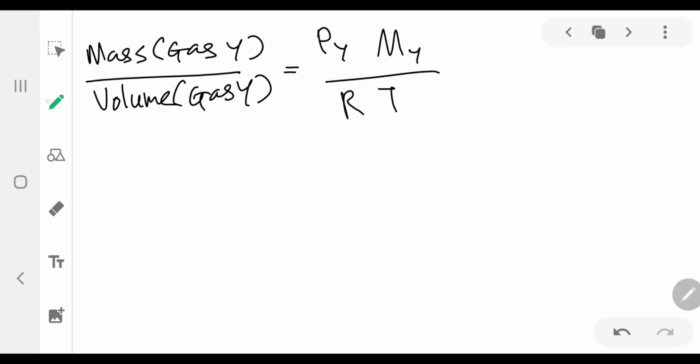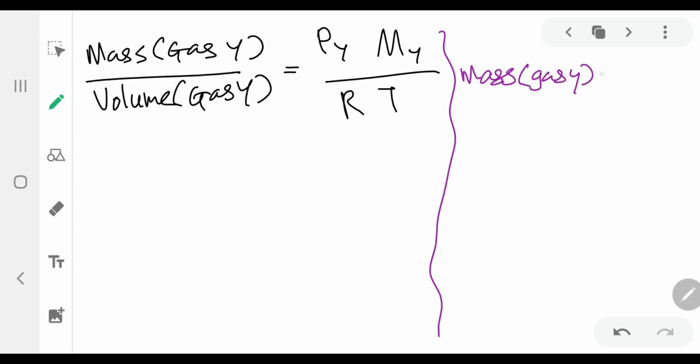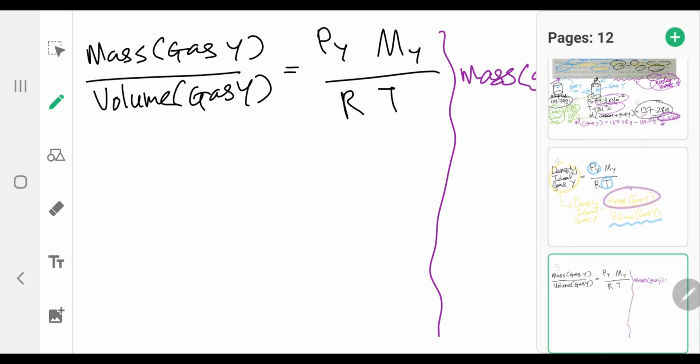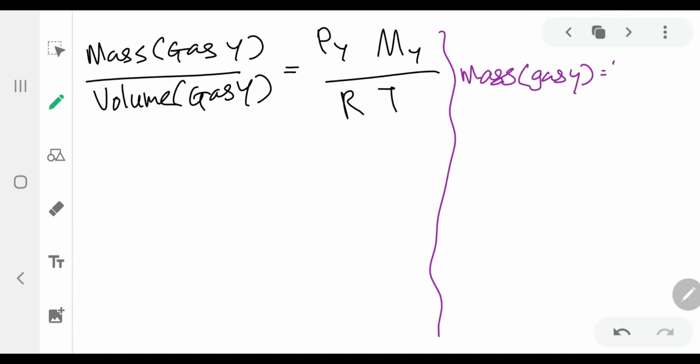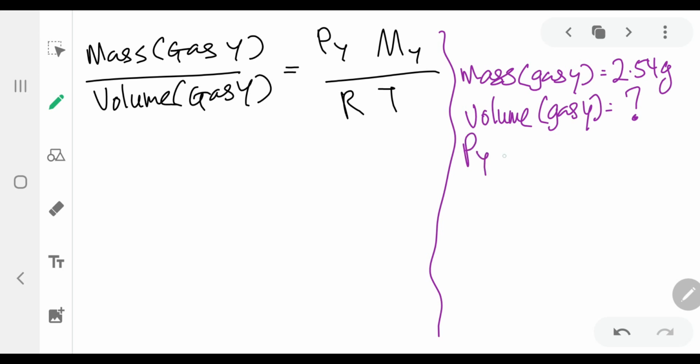Okay, so we're going to do a little conversion here. The mass of gas Y, we have that about 2.54 gram. 2.54 gram. And the volume of gas Y, this is the one that we want to find out. Then the pressure of gas Y, and then the temperature.